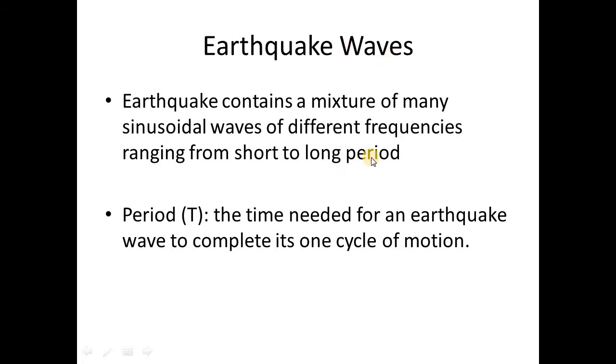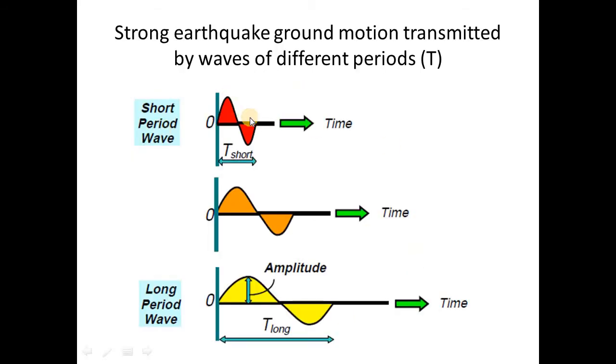And again, we need to understand what period means, and for waves it is the same thing. Period is the time needed for an earthquake wave to complete one cycle of motion. If you look at this graph, you understand that this is a wave. This is one cycle of motion. The wave is repetitive, which means it repeats itself all the time. So for the wave to complete one cycle of this shape, it takes that much time, and this time is called period. And we classify those waves based on the time needed to complete this shape.